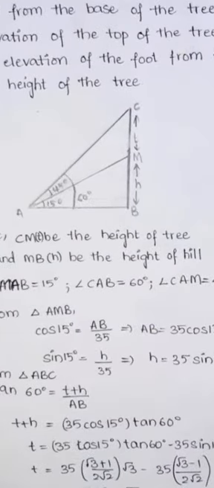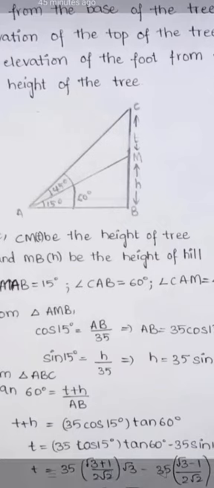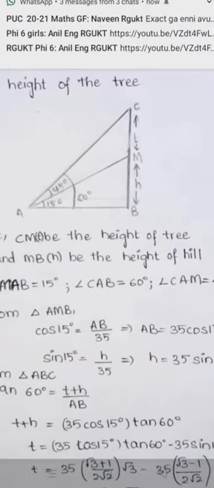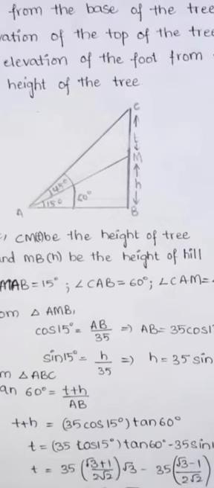Now we are going to observe the right angle triangle ABM. Here the angle of elevation is 15 degrees. In this right angle triangle AMB, we are going to find the cosine and sine of the angle of elevation. Cos 15 degrees is equal to the adjacent side AB bar by the hypotenuse AM bar. AM bar length is 35 meters.